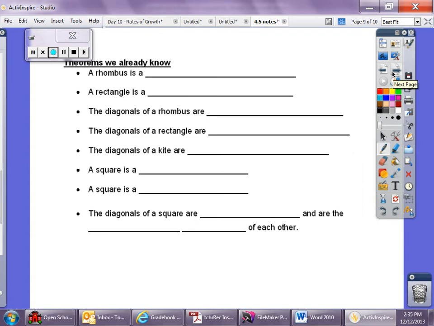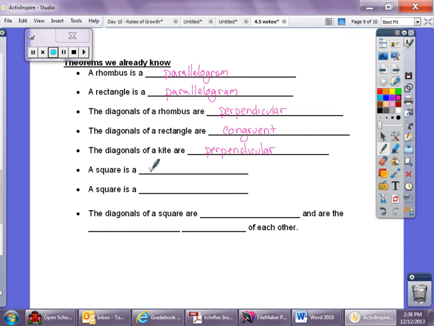Alright, so a rhombus is a parallelogram. Remember, it goes up that flow chart. A rectangle is a parallelogram. The diagonals of a rhombus are perpendicular. The diagonals of a rectangle are congruent. So you need to know the difference between these two. The diagonals of a kite are perpendicular.